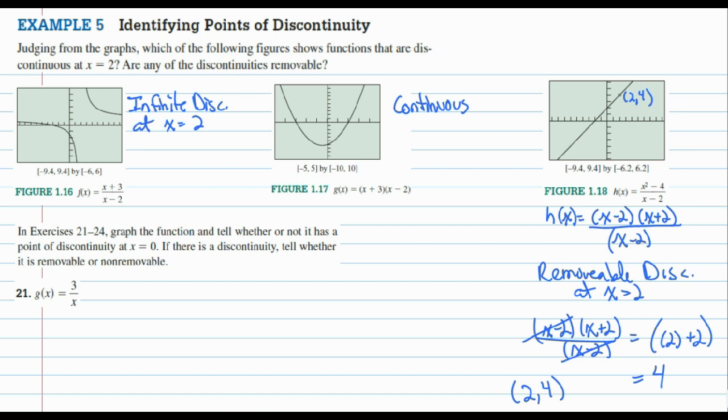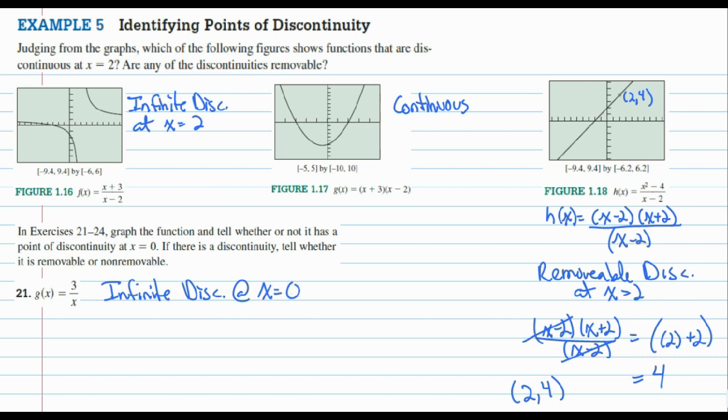The Now Try problem for example 5, discontinuities, is number 21. The directions say graph the function and tell whether or not it has a point of discontinuity at x equals 0. If there is a discontinuity, tell whether it's removable or non-removable. Well, I don't even need to graph this function. I can look and see that 0 is going to make the denominator 0 only, not the numerator. So I can tell you there is going to be an infinite discontinuity at x equals 0.